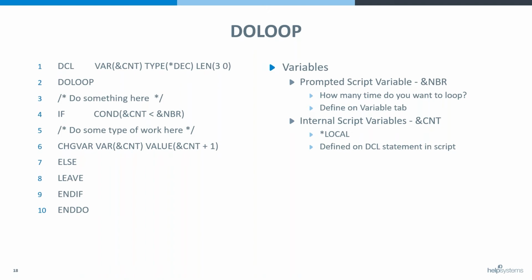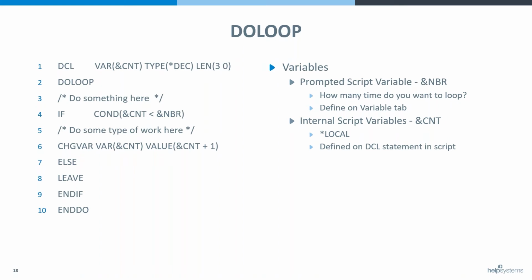The other type of variable is an internal script variable, and that's our ampersand CNT, our count. The reason why that's internal is you won't see it on the variable tab if you're in the script designer. The user will not see a prompt for ampersand CNT when they go to run this request. This variable is defined very similarly to the way you would in a CL program by doing a declare. And that's what line 1 does: it declares the internal variable inside of the script. It's just a decimal 3, 0. We only expect some kind of number, an incremental count.